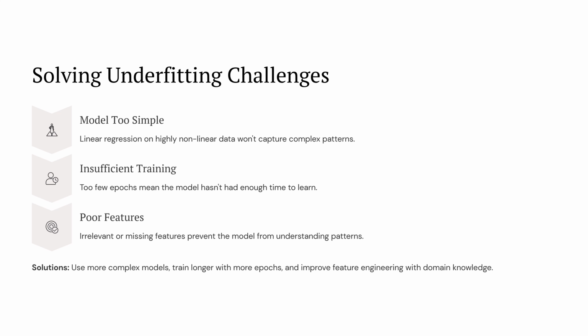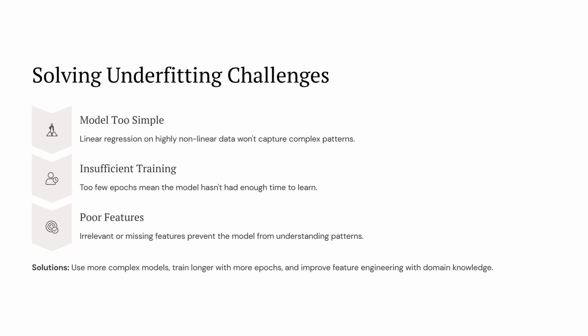Underfitting happens when the model is too weak to capture the real patterns in the data. There are three big reasons why this happens. The model is too simple, for example, using linear regression on highly complex data. The model has not been trained enough. Too few epochs mean it didn't get enough practice. Or the features are poor, irrelevant, or missing inputs stop the model from learning properly.